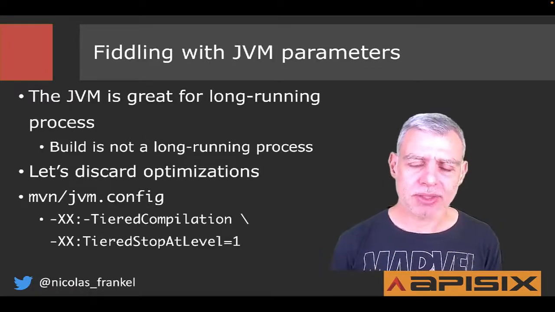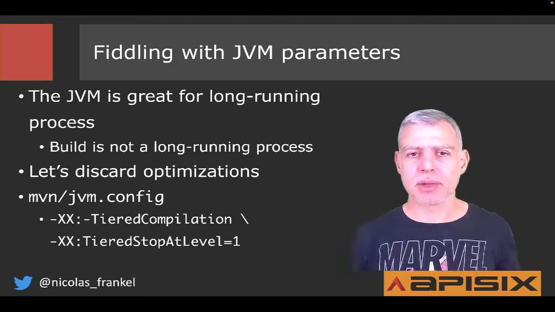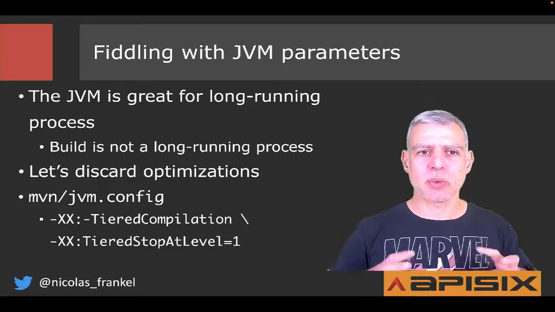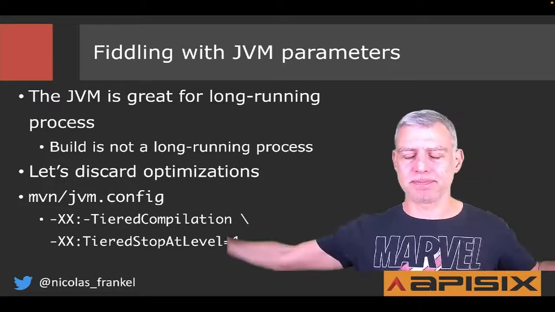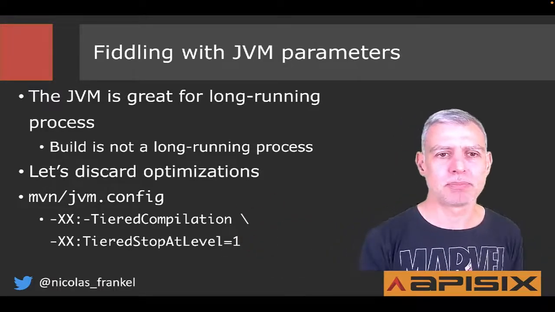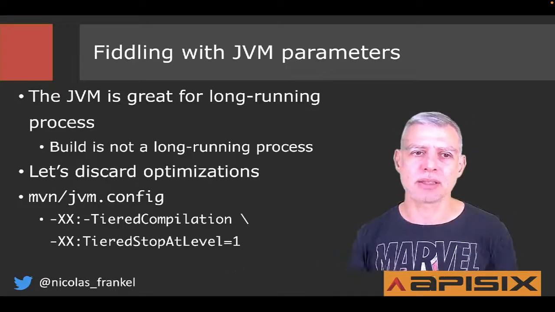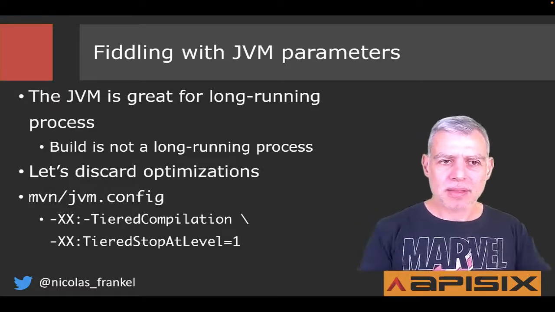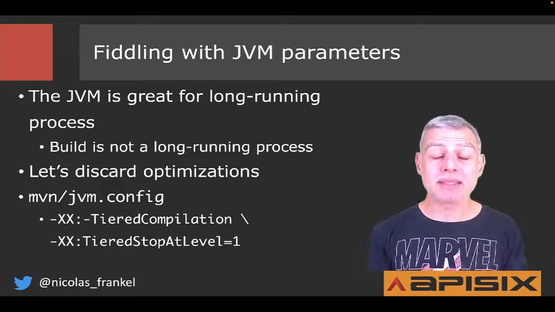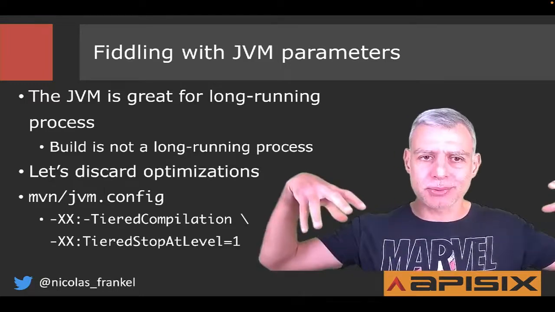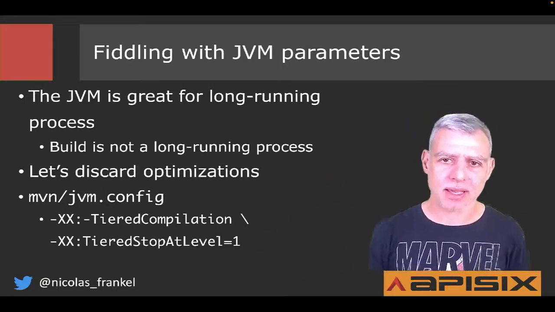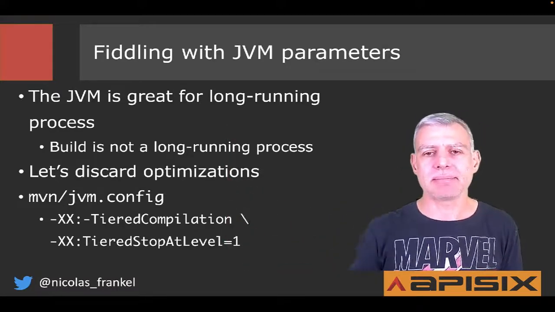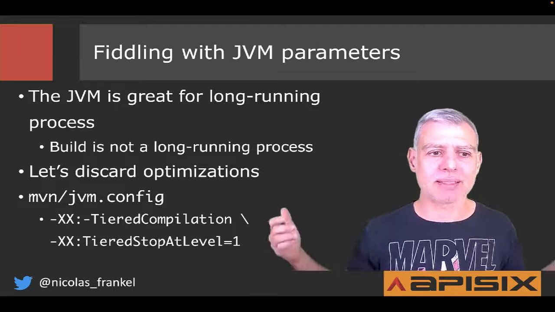The next approach is to think about the JVM itself. So we are using the JVM to build, but the problem of the JVM is it was designed for long-running processes. And our build is probably not that long running. I mean, again, 2 minutes might seem a lot to you, but it's not that long running. So there is no time for the JVM to optimize itself and to compile to native code and to actually have performance improvement over time. And so the idea is, hey, we can discard some optimization.